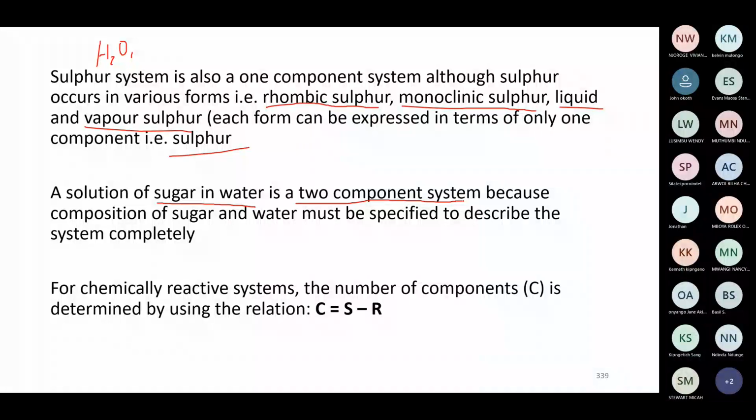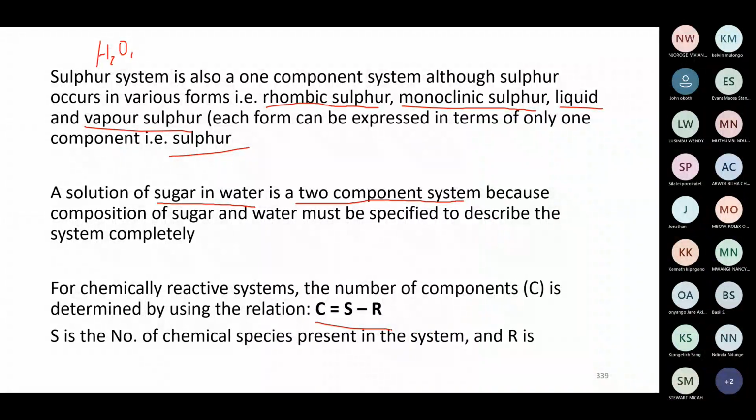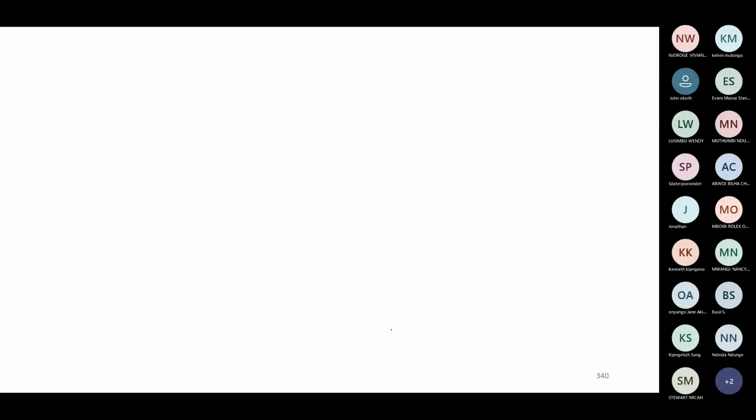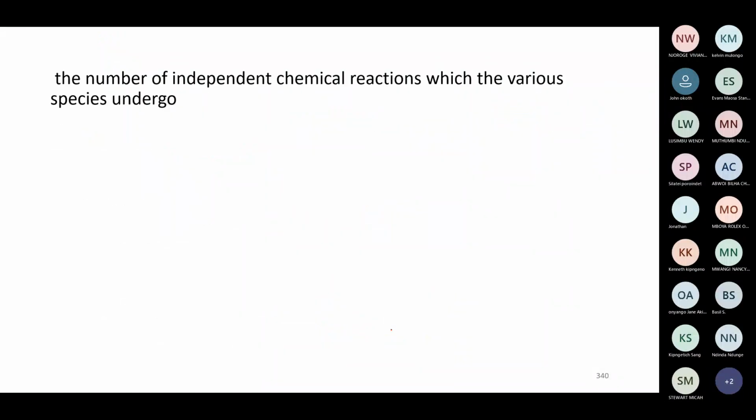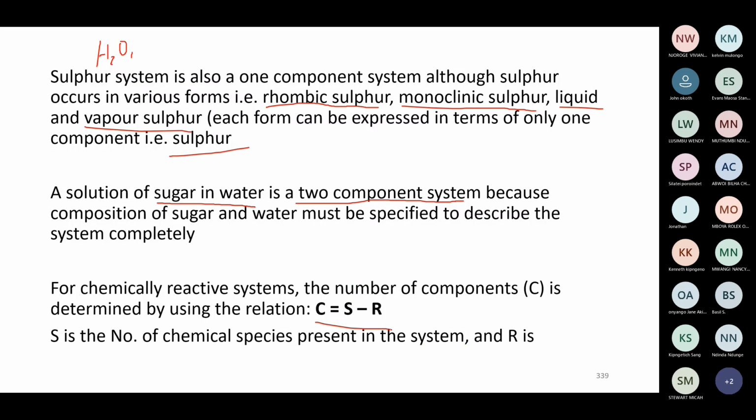So for chemically reactive systems, the number of components, C, is determined by using the relation C equals S minus R, where S is the number of chemical species present in the system, and R is the number of independent chemical reactions which the various species undergo. So just remember, C equals S minus R.